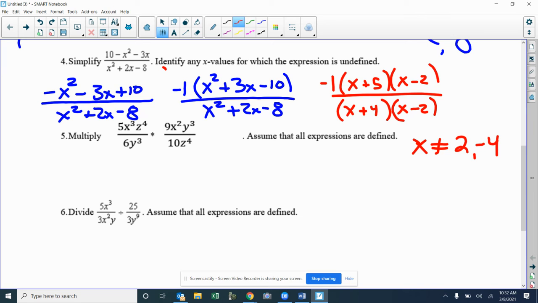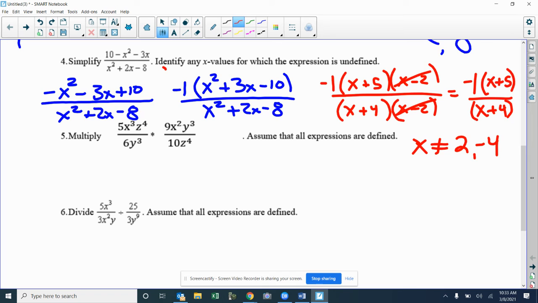And now we're ready to cancel a few things, and these guys do get canceled, so we're left with -1 times x plus 5 over x plus 4. Everybody good?